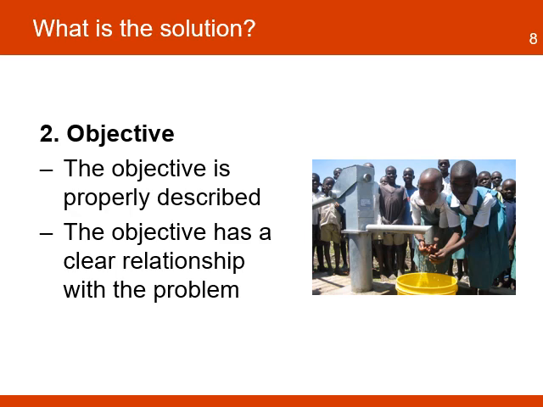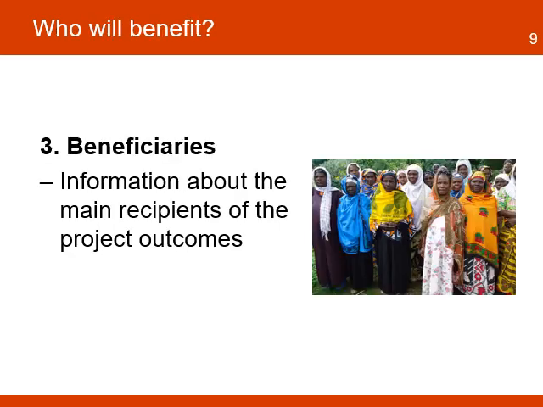The second element is the objective. It answers this question: what are we trying to achieve? In this section, the objective is properly described and it has a clear relationship with the problem. It clearly defines what will happen as a result of the project.